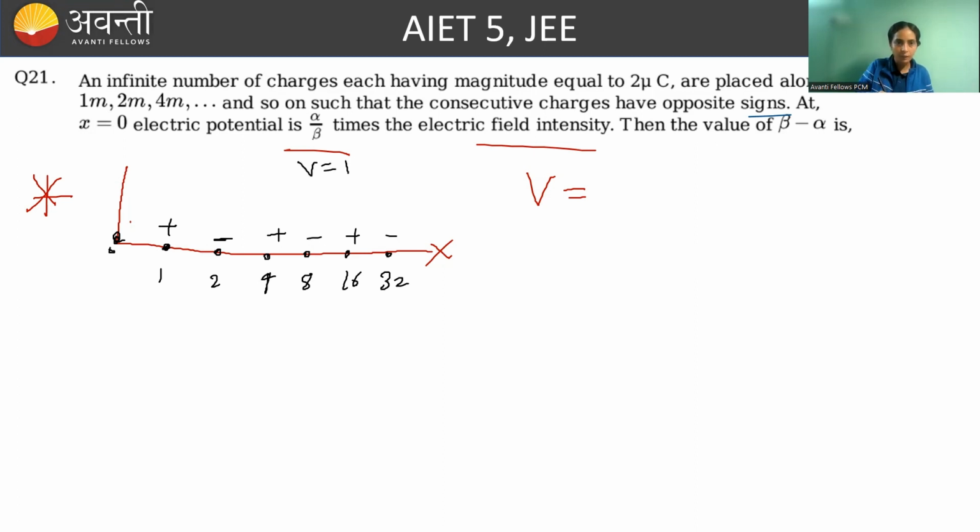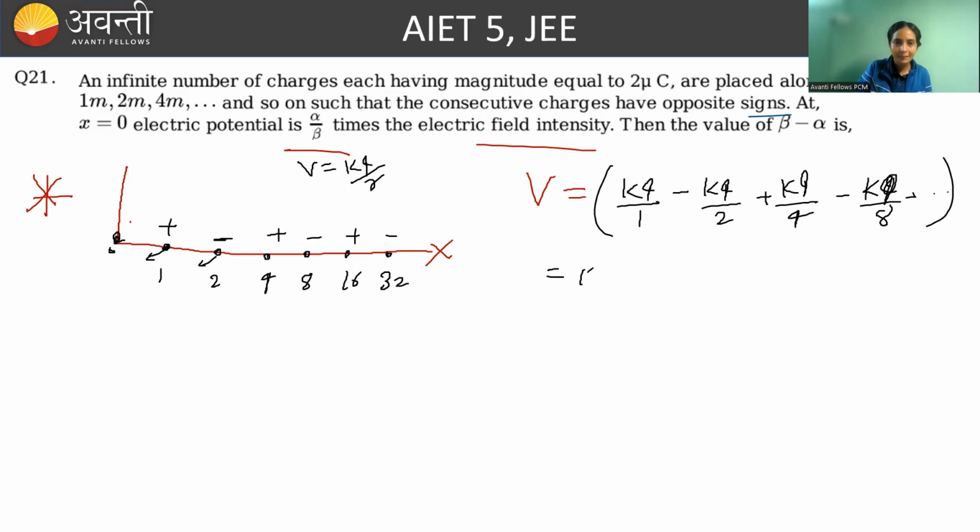So what is the potential formula? KQ by R. For this charge, the R value is 1. For this charge, the R value is 2, for this charge 4, and so on. Then again, potential is a scalar quantity. We simply need to add the scalars, with no involvement of direction. Write it here now. KQ by 1 you will write first, minus KQ by 2, plus KQ by 4, minus KQ by 8, and so on. Do one thing, take KQ as common and it will reduce to 1 minus 1 by 2 plus 1 by 4 minus 1 by 8.